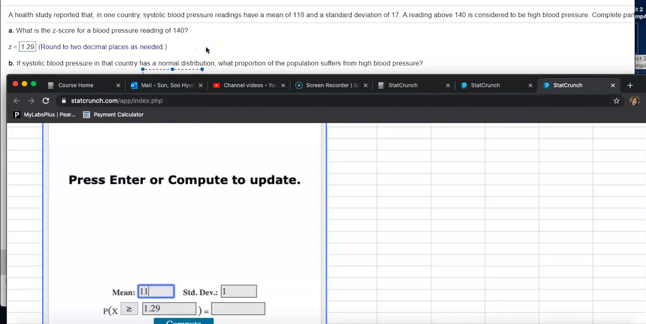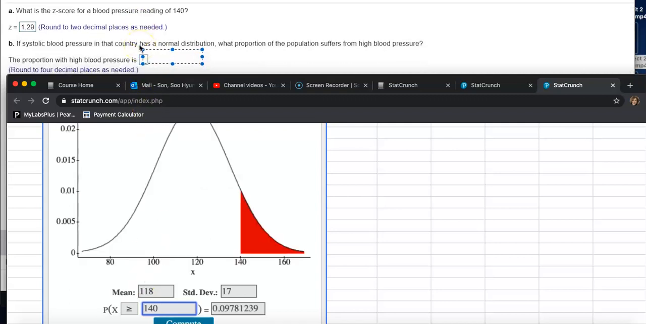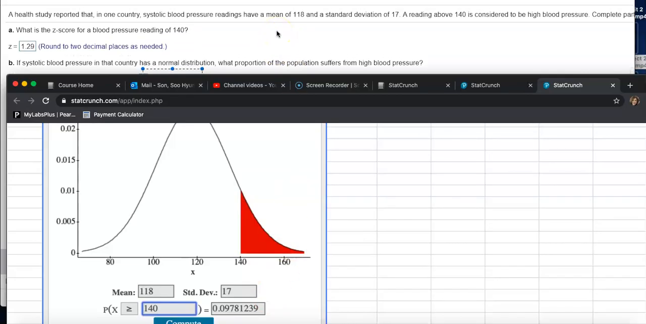Or you can go ahead and use the original numbers they gave you. The mean was 118. Standard deviation was 17. And they said people who have a blood pressure reading higher than 140 is considered to have high blood pressure. So if you find that, you get the same exact 0.09. Is it slightly different? Okay, it came out slightly different. How would you explain that?